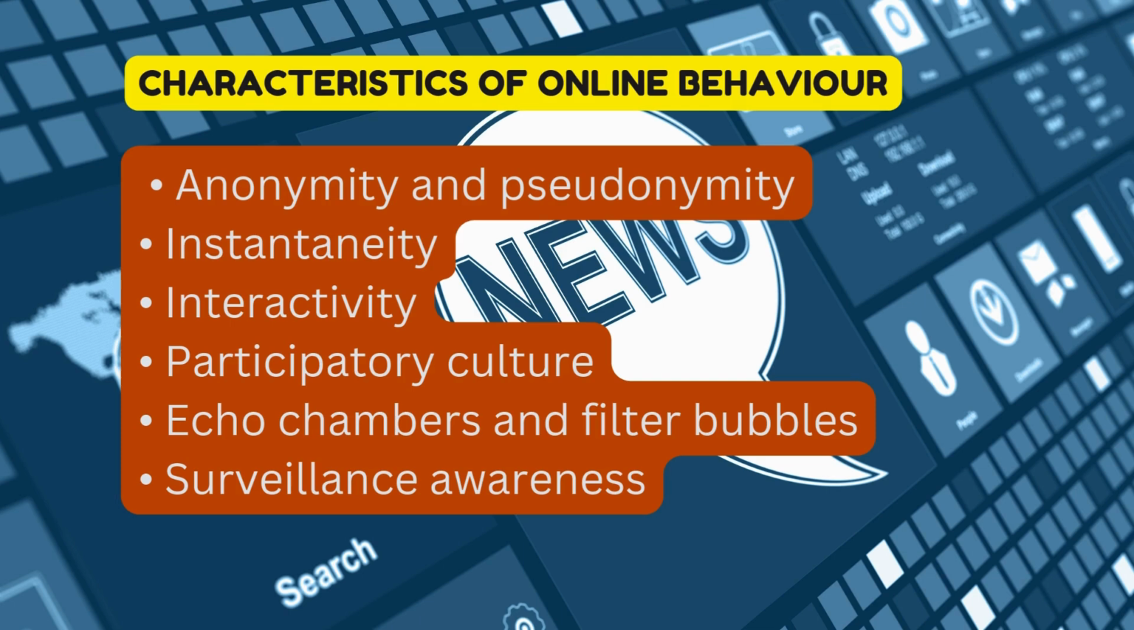Another characteristic of online behavior is instantaneity. That is rapid reactions and viral trends. So as we see it, online communication often happens in real time. Users are able to react instantly, and posts can go viral in minutes. So Fabrizio Romano makes a post, here we go: Cristiano Ronaldo to Al Nassr. Within a second or within a minute, thousands of people have liked the post. Okay, so that is one characteristic of online behavior: instantaneity. It facilitates rapid reactions and viral trends.